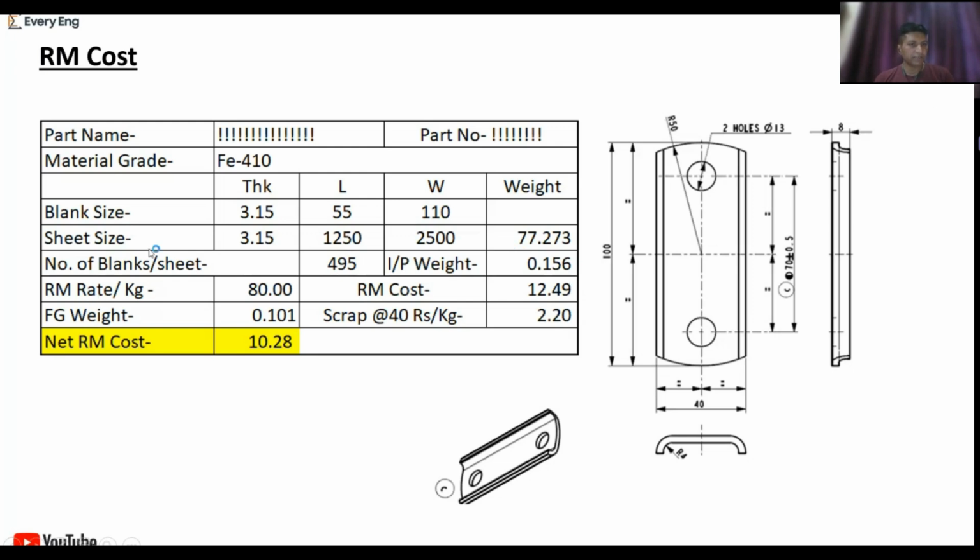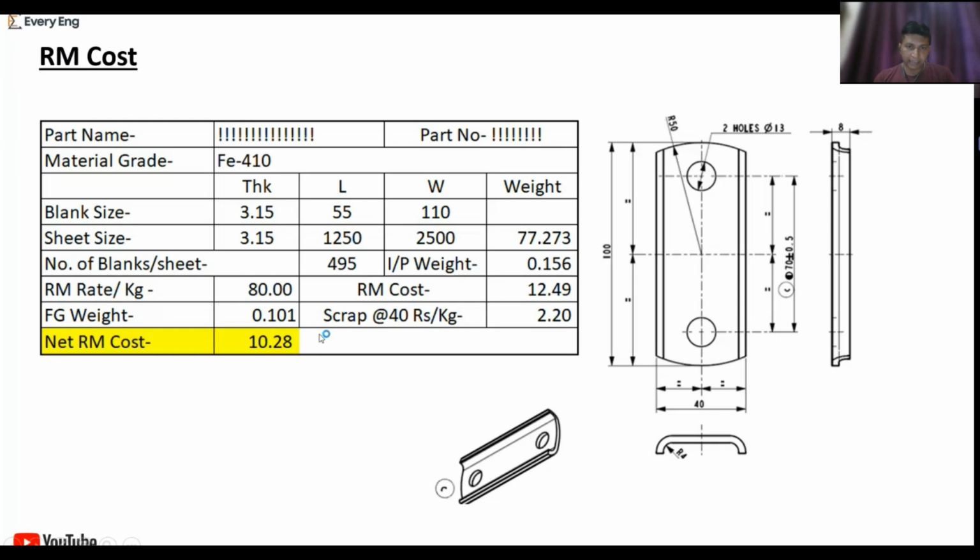RM, we consider the RM cost of 80 rupees per kg. So at that time, total input RM cost is 80 into 0.156. So cost will be 12.49 rupees. But our FG weight, the part finish weight, is 0.101 kg. So you can see our input weight is 0.156 kg and FG weight is 0.101 kg.